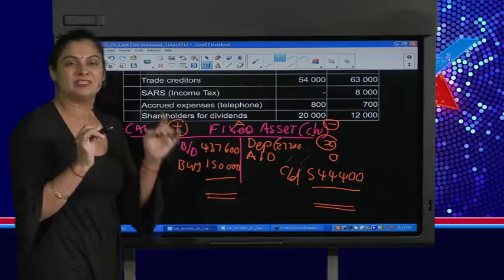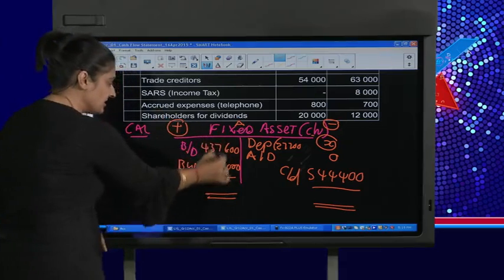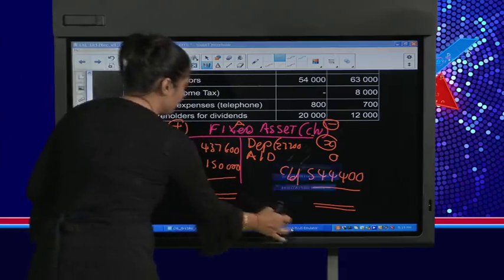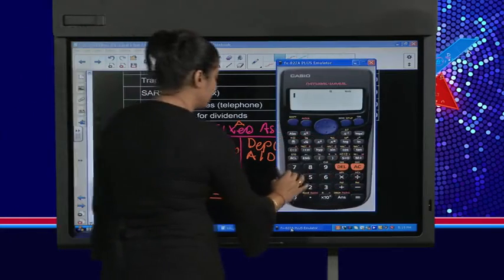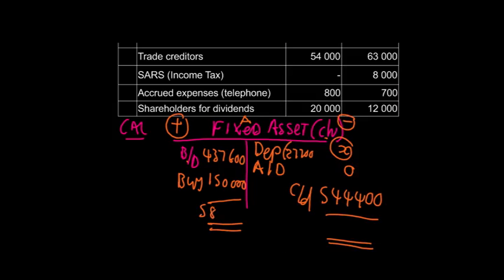Simple. I start with the side that gives me all the known figures. In other words, I'm going to start with the debit side. So let's get our calculator out. On the debit side, I'm getting a total of 437,600, and I'm now adding 150,000. So that gives me 587,600. Whatever I have on the debit side, it's obviously the same amount on the credit side.